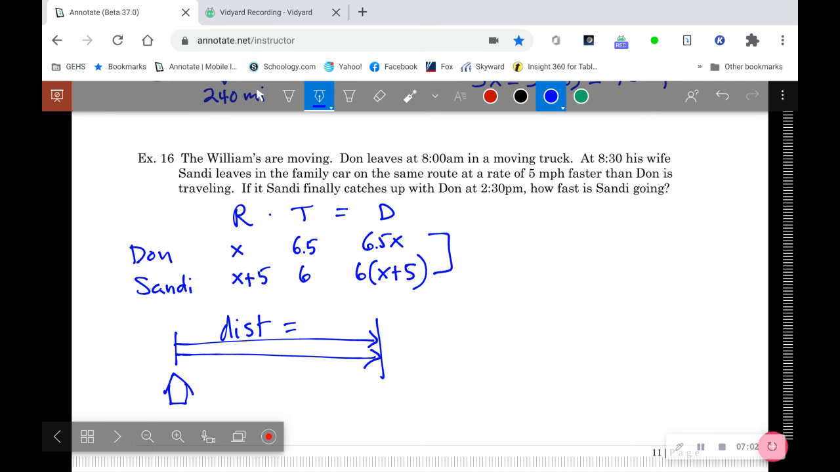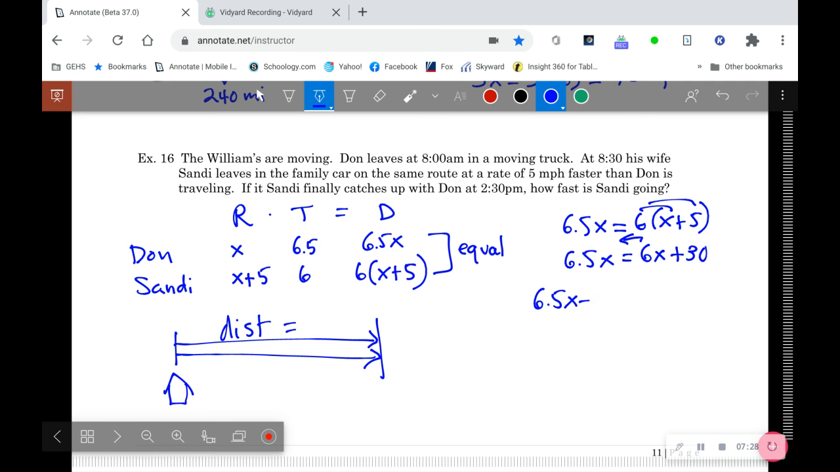So I'm going to take these, they're equal. That'd take us to 6.5x equals, oops, let me do it right. 6.5x equals 6 times x plus 5. We'll distribute. Right here. Now I'm going to bring this over and subtract it off both sides. Simplify. And divide by 0.5. So now I know x equals 60.